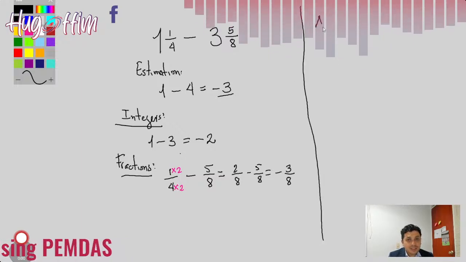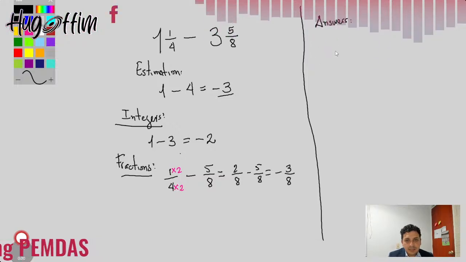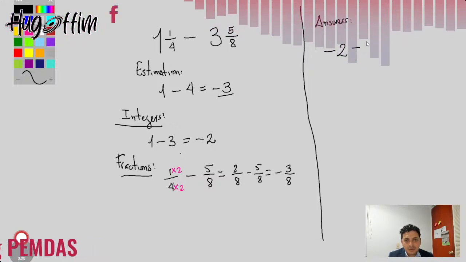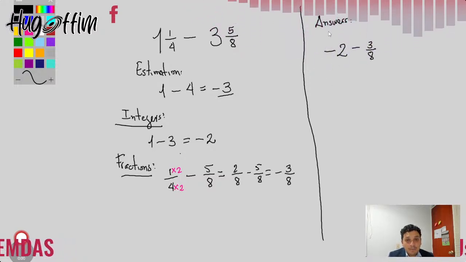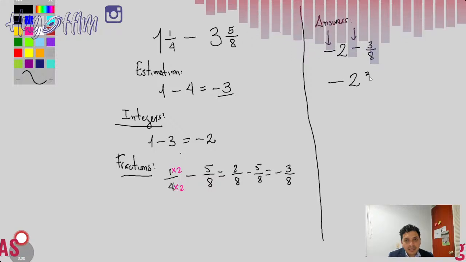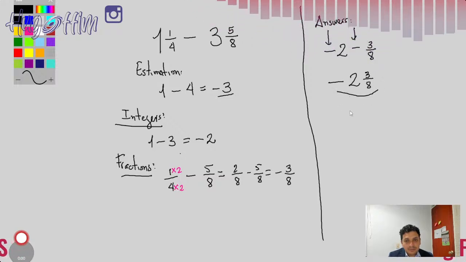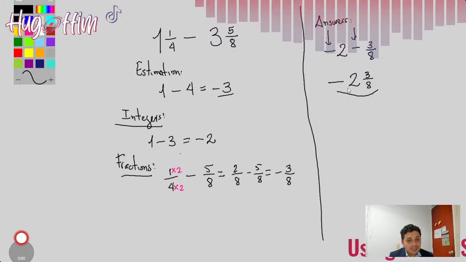So it means that the answer is negative 2 minus 3/8. Now look at that. In this case, both signs are the same, so I can rewrite my mixed number. Just in the case that you have the same sign, you can put it as a mixed number.